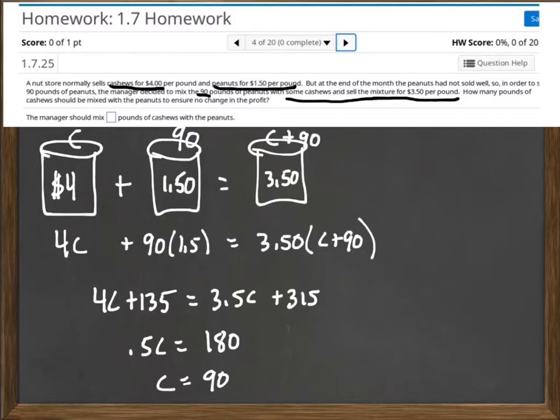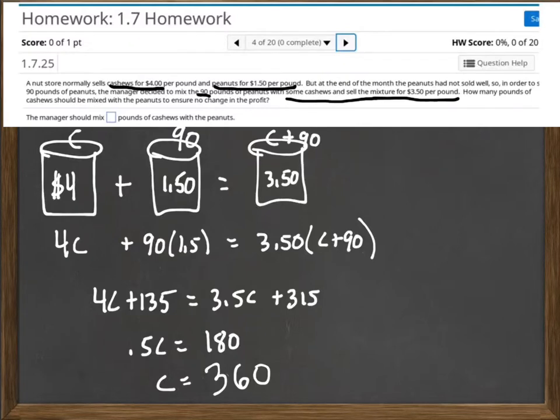So we need, hold on, C is not equal to 90. C is equal to 360. Not sure what my mind was just saying there. We need 360 pounds of the cashews.